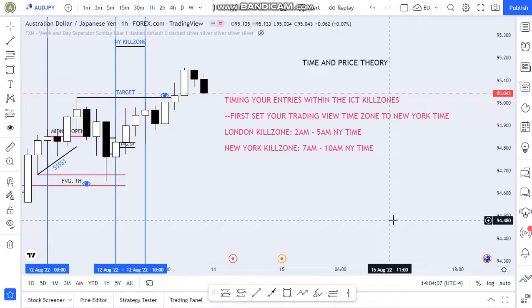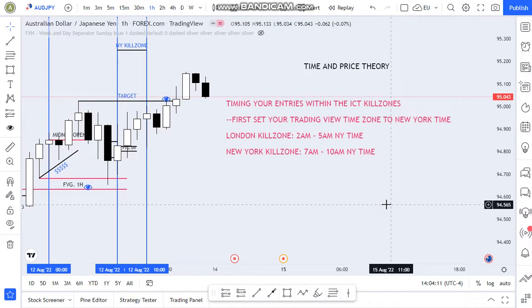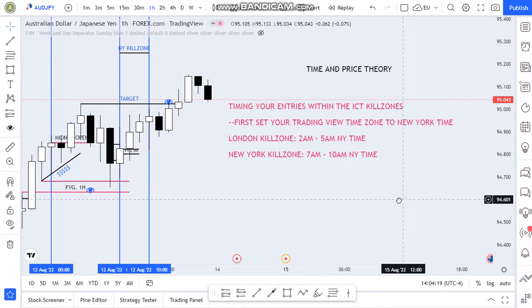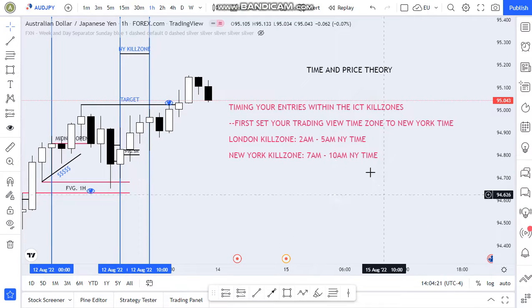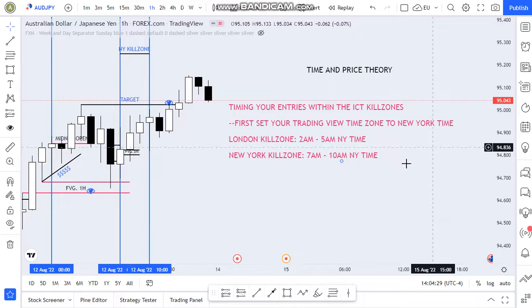Today we are going to look at the time and price theory. We are going to look at how we can time our entries within the ICT Kill Zone. Before you can trade easily within this time frame, it's best to set your TradingView time zone to the New York time zone. This is how you do it. Let me quickly show you.